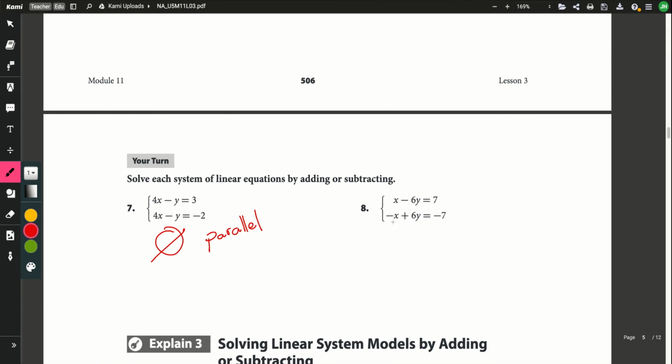Right? This one, if we add them, x plus -x is 0, -6y plus 6y is 0, 7 plus -7 is 0, 0 equals 0. This is an infinite number of solutions. They are the same line, okay?